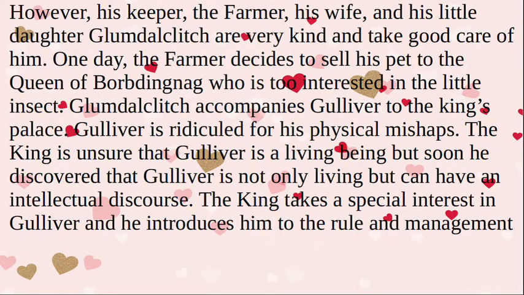However, his keeper, the farmer, and his wife and his little daughter Glumdalclitch are very kind and take good care of him. One day, the farmer decides to sell his pet to the queen of Brobdingnag, who is very interested in the little insect. Glumdalclitch accompanies Gulliver to the king's palace. Gulliver is ridiculed for his physical mishaps.